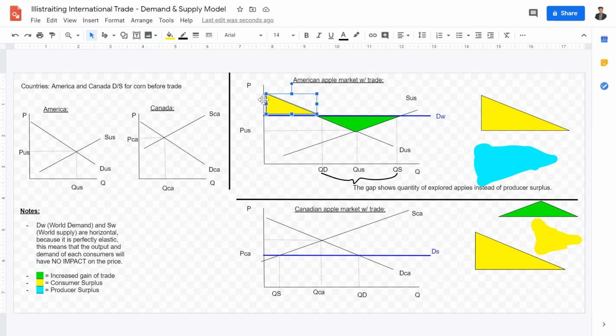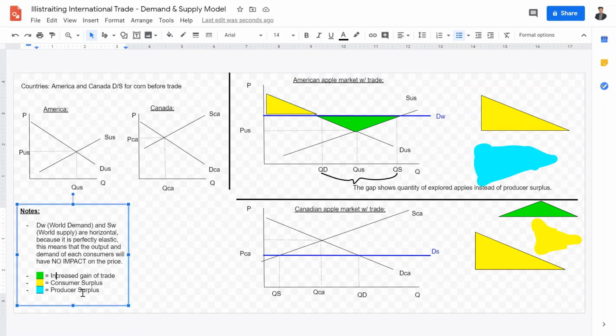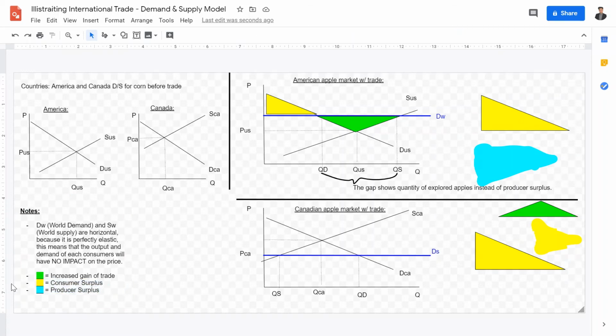Now, if you have any questions concerning what the colors mean, I have written down a handy note right here. So if you have questions about what the colors mean, that's what the colors mean.